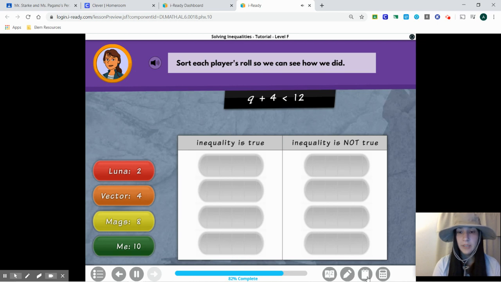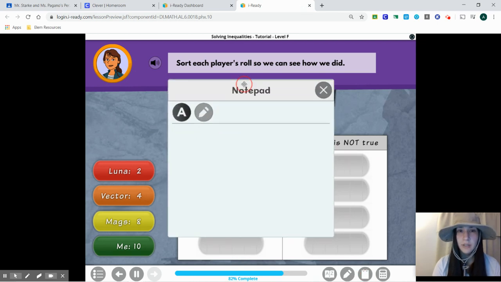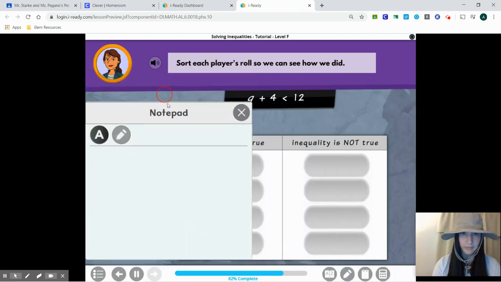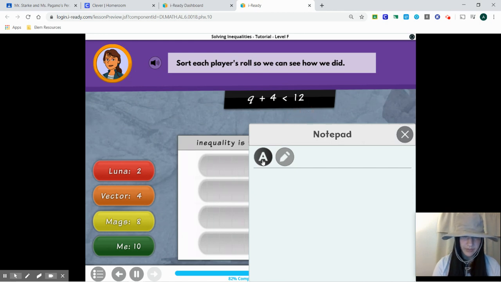Okay, I'm going to pull up the little notepad over here. All right, let's just leave it here for now, and we'll close it. And I'm going to try typing to see if that's a little neater and faster. Okay, so we have Q plus 4 less than 12. All right, now we're going to substitute in. So let's do Luna first. So Luna is 2. So instead of Q, we're going to have 2 plus 4 less than 12.